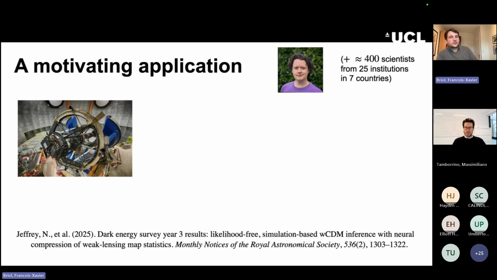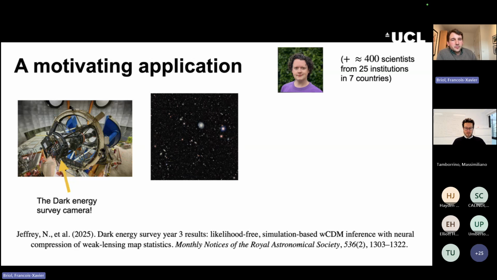And basically, just to summarize, my naive understanding of what's happening is that they're building a huge telescope on top of a mountain in Chile. They take some pictures of the sky. So that's cool. So the telescope is this Dark Energy Survey camera. They take some pictures of the sky, which might look something like this. And then based on these pictures, they want to find out lots of things about the evolution of the universe, which is clearly a very ambitious problem.